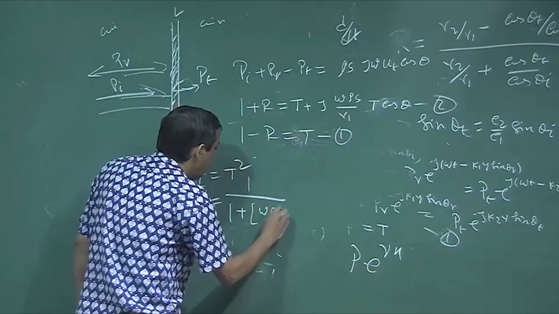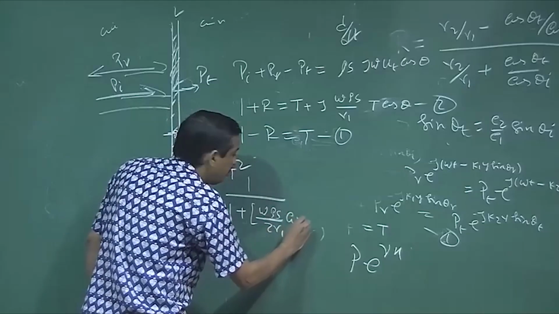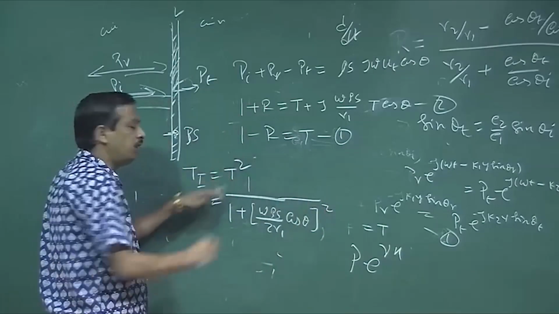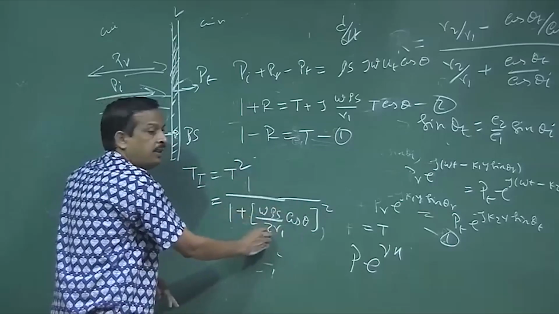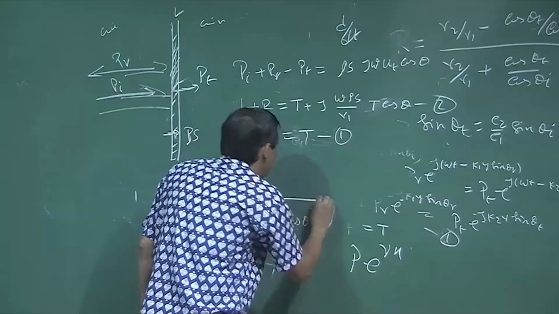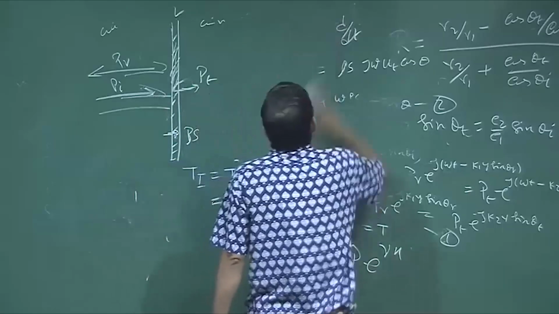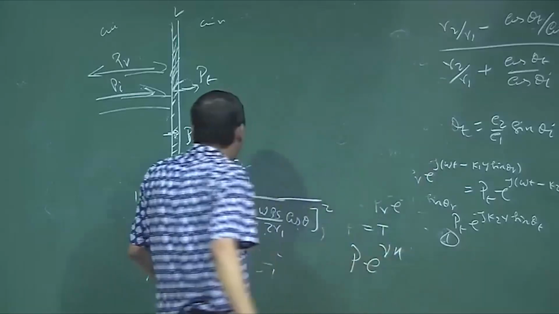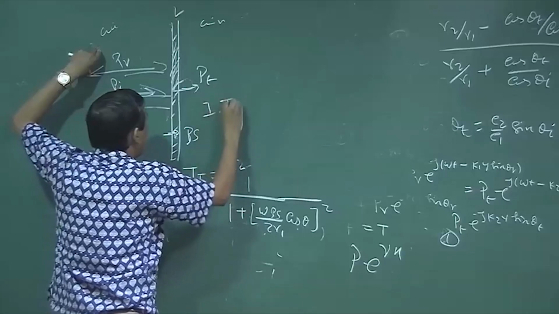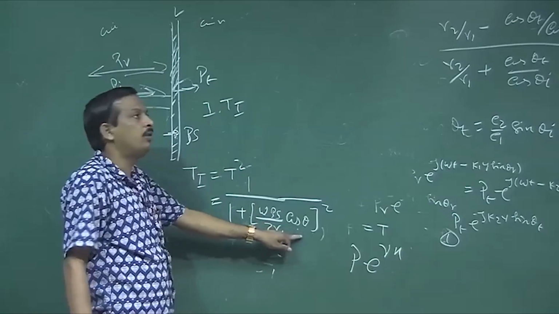omega rho S divided by 2 R1 cos theta whole square. Ti will be T square, which is 1 by 1 plus omega rho S divided by 2 R1 cos theta whole square. So, this is the transmission coefficient in the second room. This is the transmission coefficient. So, if it is I, then it will be I multiplied by Ti.